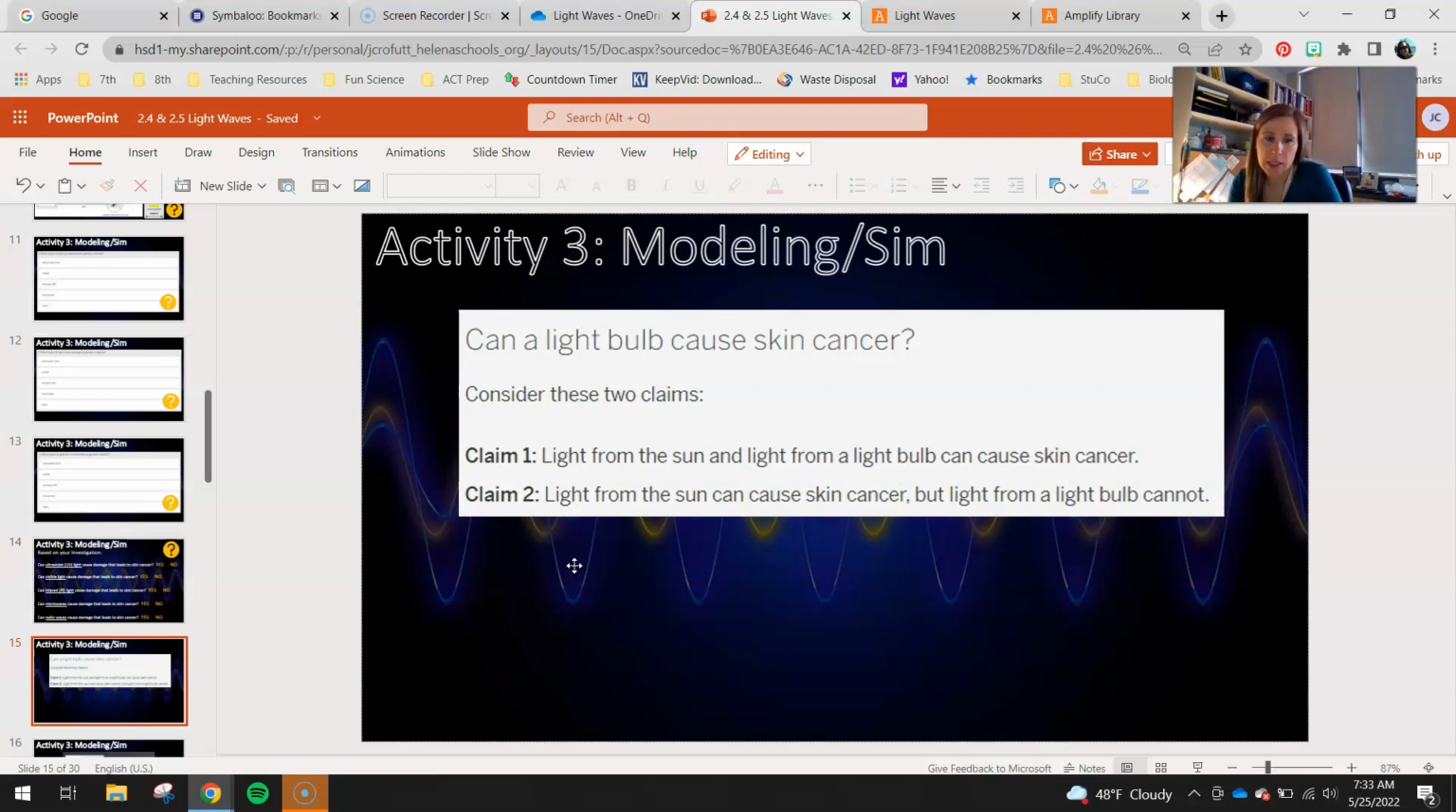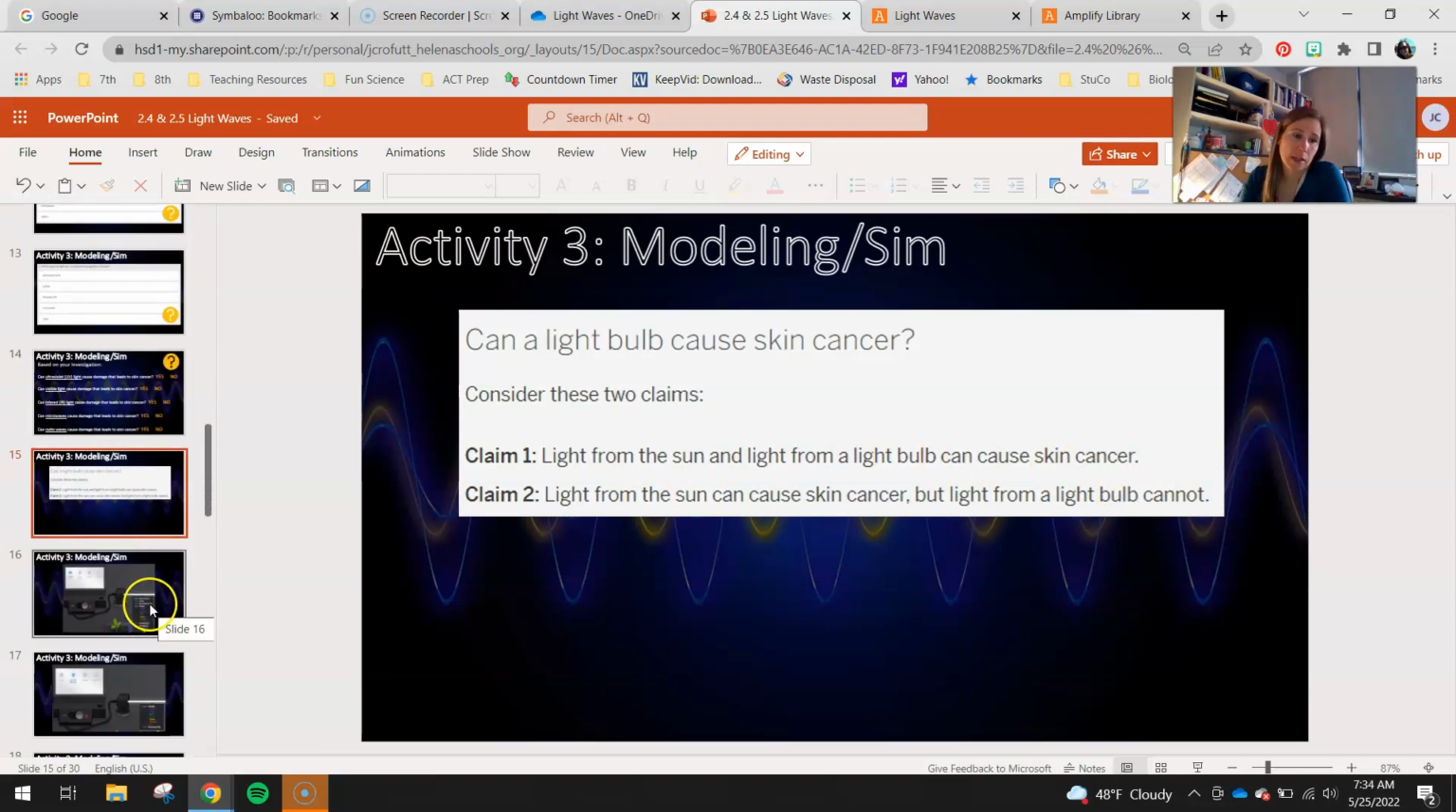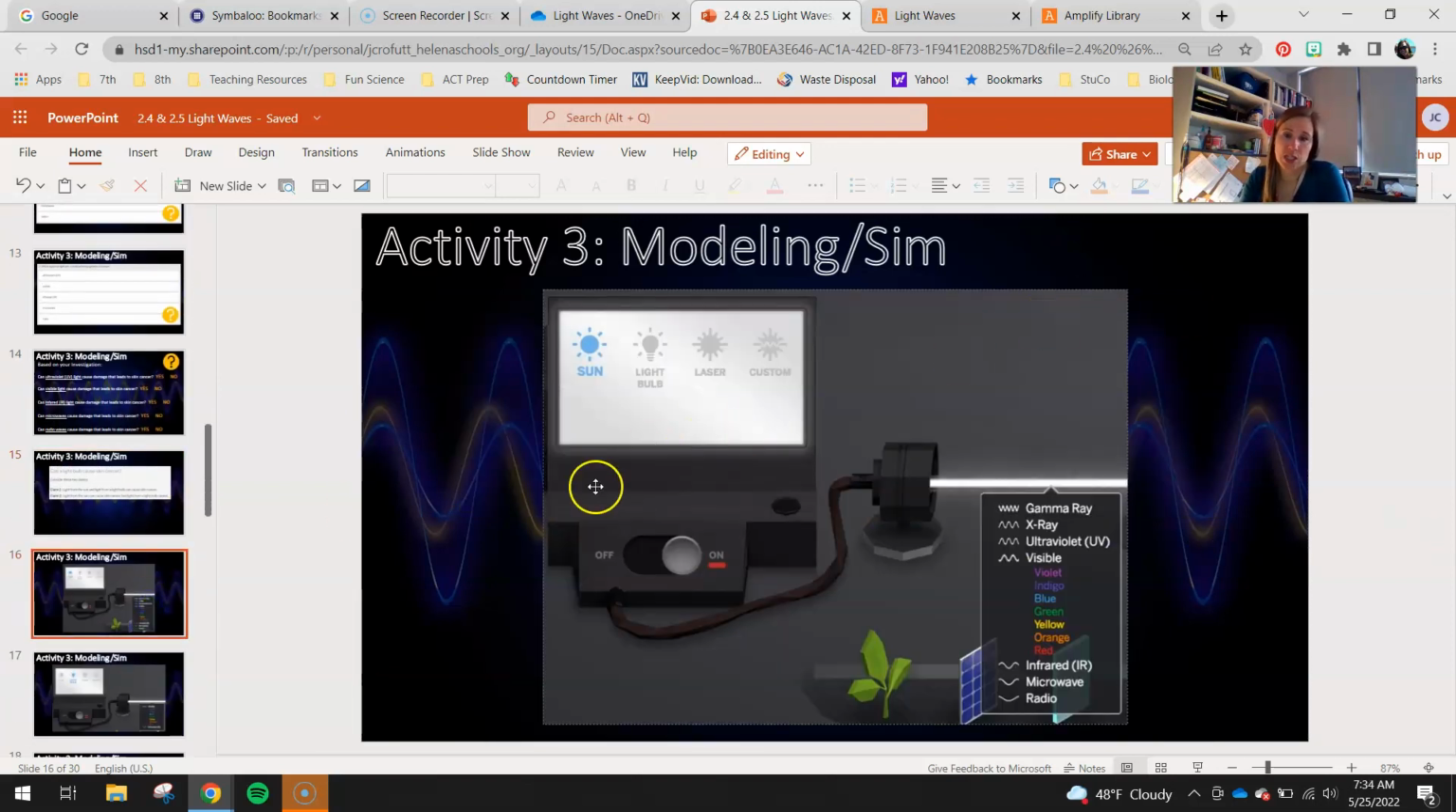Consider these two claims. Claim 1, light from the sun and light from a light bulb can cause skin cancer, so both of those are skin cancer causing. And claim 2, light from the sun can cause skin cancer, but light from a light bulb cannot. Okay, so if we just look at these images, you're not actually going back into the sim for these. Here's light from the sun as our light source. Here's the light beam. Again, it has all 7 of those types of light that we know of.